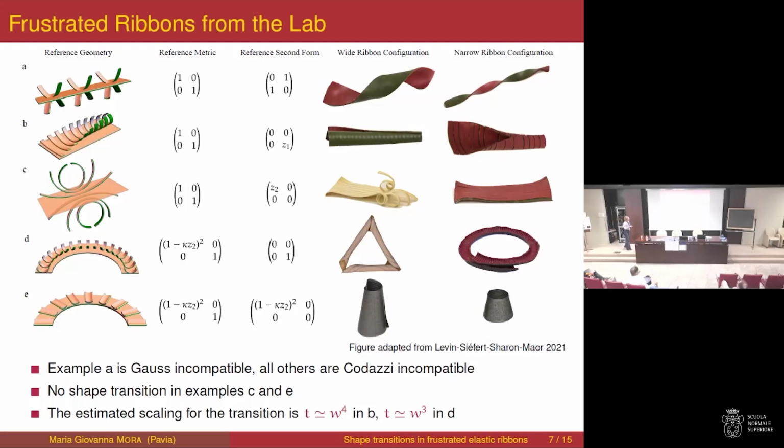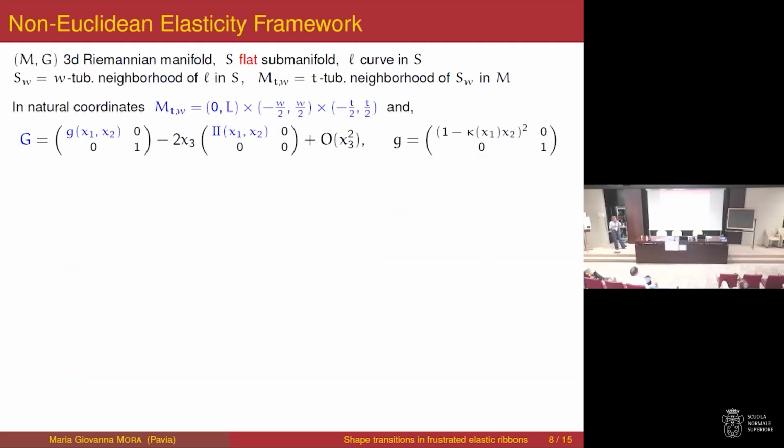Okay, so now let's come to what we did with C. First of all, we wanted to start with a three-dimensional model. So how do we model the ribbon in 3D? We start with a smooth three-dimensional Riemannian manifold. Inside this manifold, we cut the ribbon. We consider a submanifold S inside M and a curve inside S. This curve will be the midline of the ribbon.